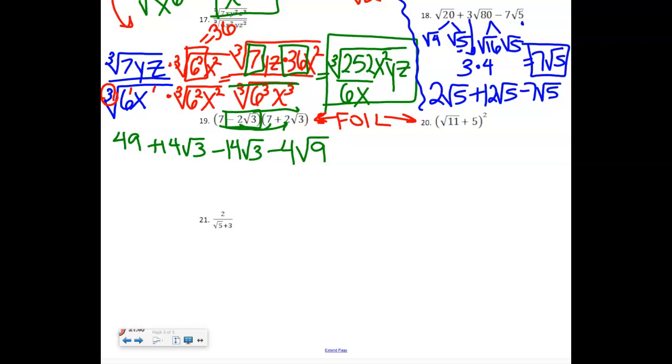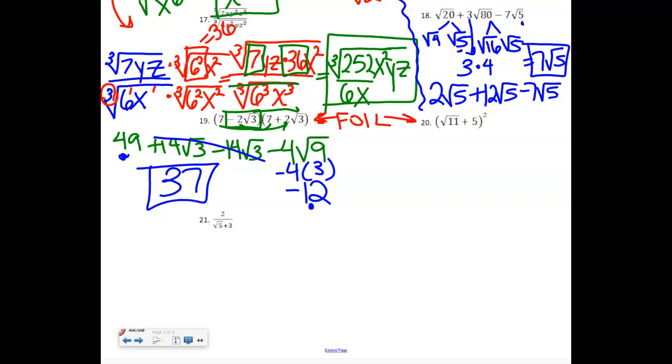So my middle chunk, that's going to cancel. The 9, that's going to become 3. So what I really have here back here is negative 12. And then I'm going to combine like terms. So we're going to take 49 minus 12, and that will give us 37. So that's that one when signs are different.